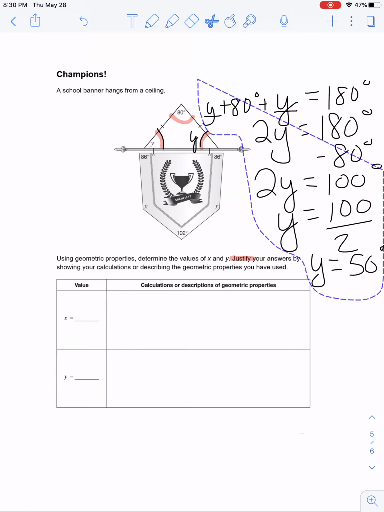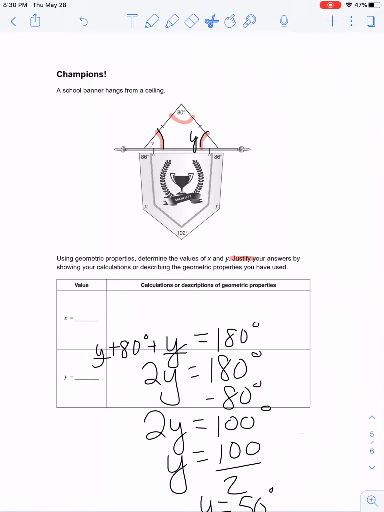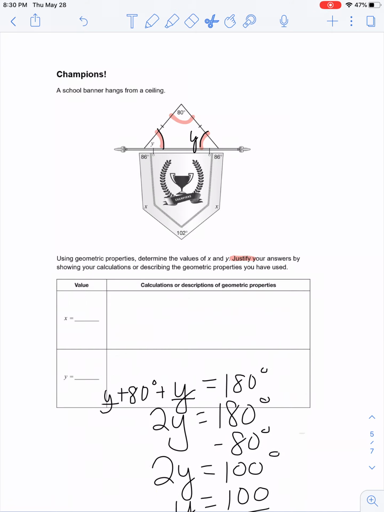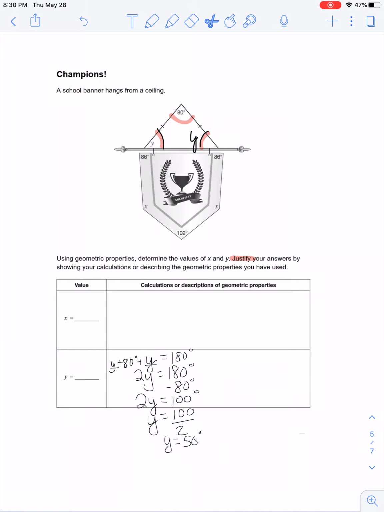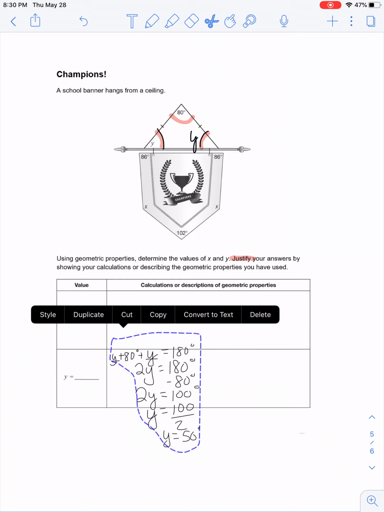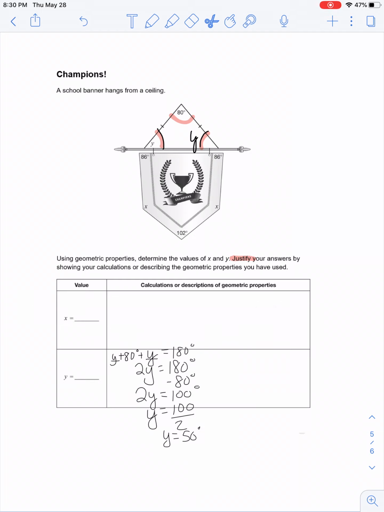So that calculation, I'm just going to move here, into my justification section in my table. So y is 50 degrees.